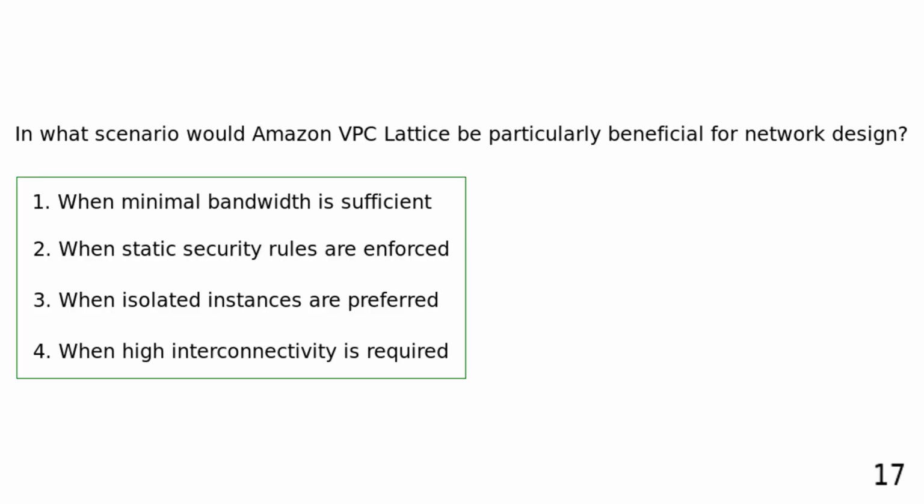In what scenario would Amazon VPC Lattice be particularly beneficial for network design? When minimal bandwidth is sufficient. When static security rules are enforced. When isolated instances are preferred. When high interconnectivity is required.